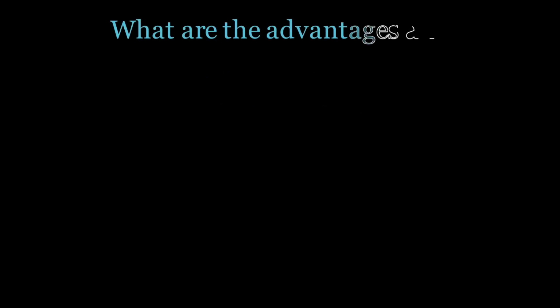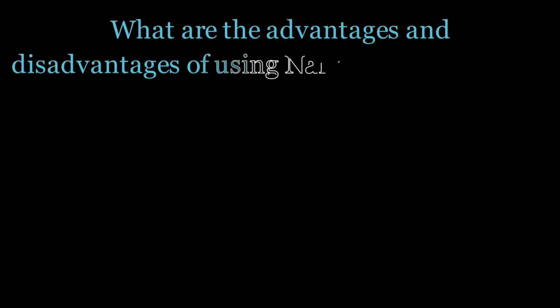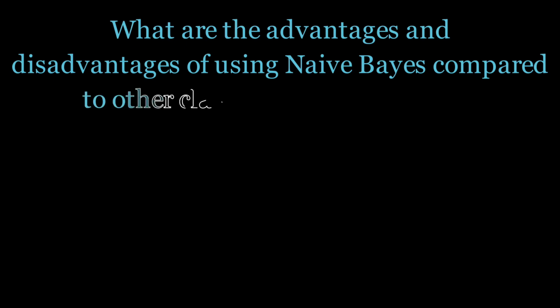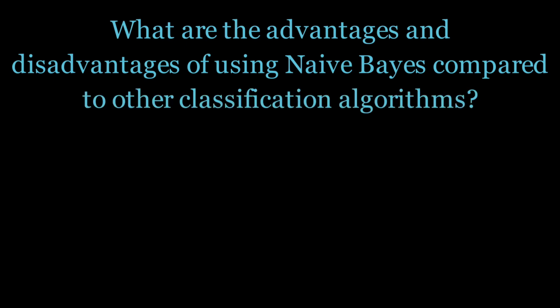What are the advantages and disadvantages of using naive Bayes compared to other classification algorithms? Advantages: fast, simple, good for high dimensional data. Disadvantages: assumes feature independence, struggles with highly correlated data.